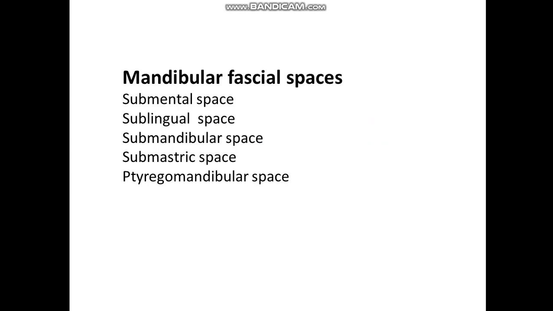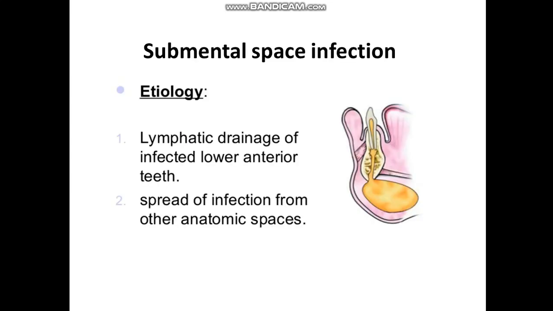or what we call mandibular facial spaces, which includes submental space, sublingual space, submandibular space, submassetric space, or sometimes called massetric space, and pterygomandibular space. Let us start with submental space infection. Submental space contains submental lymph node and anterior jugular vein.